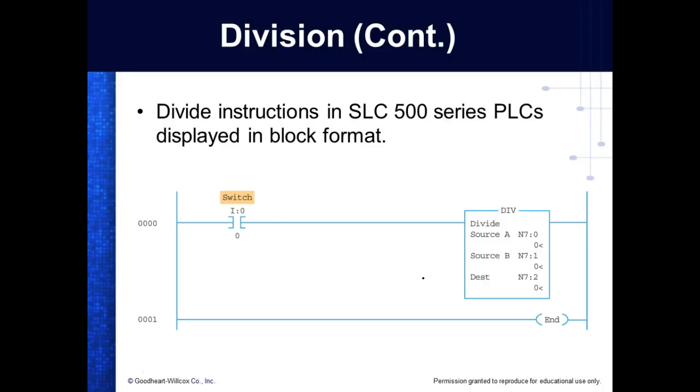So this is the divide instruction. This is the Allen-Bradley divide instruction. Here they're using direct addressing for all their operands. So what's this going to do? This is going to take whatever's at N7:0, divide it by whatever's at N7:1, and put the answer in this address. Everybody okay?